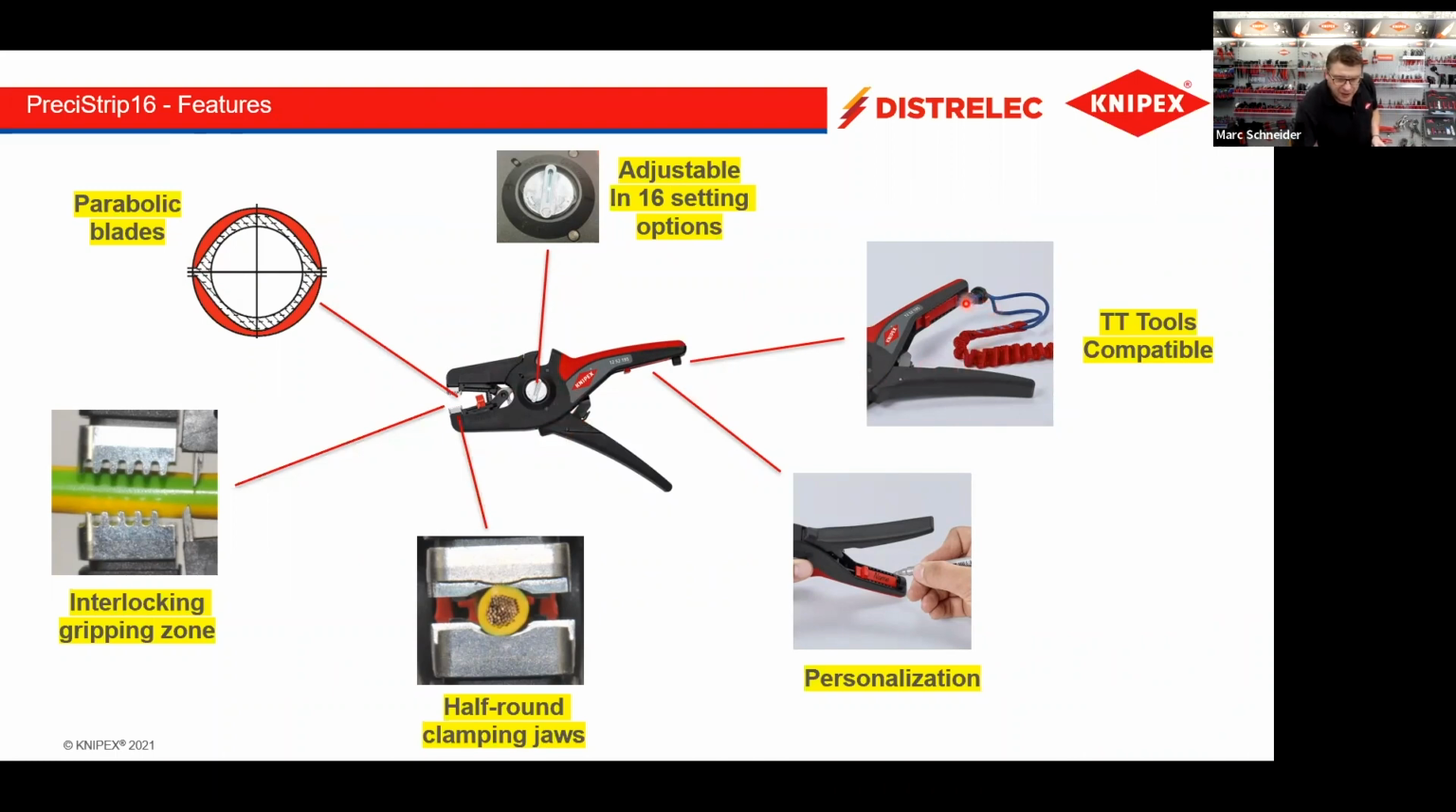We have a hook in the handle, which is compatible with our TT lanyards. You can write your name with a normal pen in the red block in the handle. We have half round clamping jaws, which are better for grip if you have very slippery insulation, and an interlocking gripping zone without damaging the outer insulation. So this is the Pliers 16, and I will show you later in the camera.